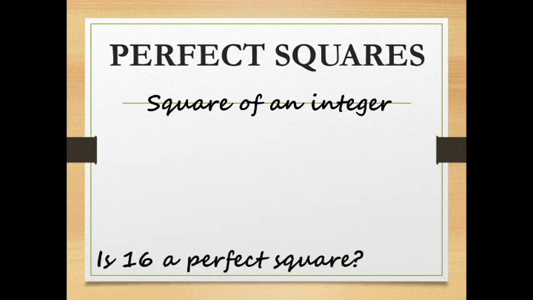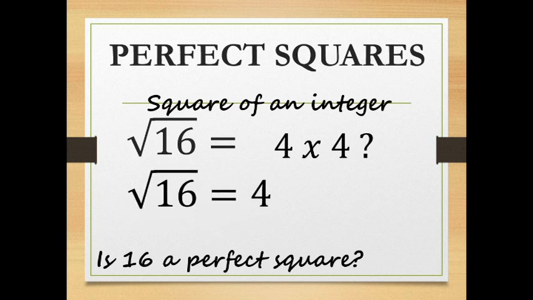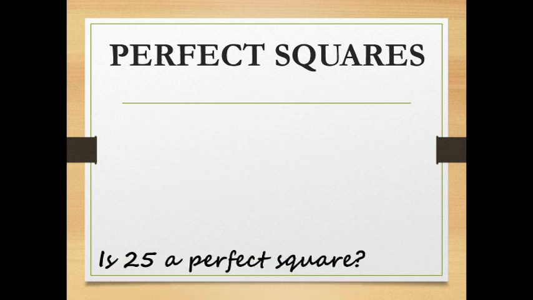Is 16 a perfect square? Paano natin malalaman yan? Siyempre, kukunin natin yung square root. 2 times 2 ba? Hindi, dahil 2 times 2 is equal to 4. How about 3 times 3? Still no, dahil it is equal to 9. How about 4 times 4? Alright, it's equal to 16. Square root of 16 is equal to 4. Dahil whole number si 4, ibig sabihin, 16 is a perfect square.